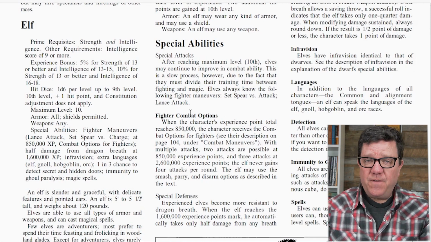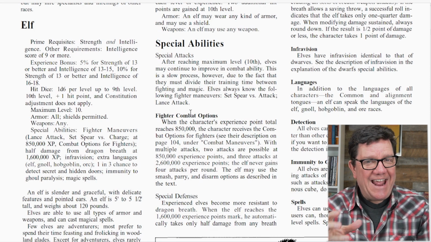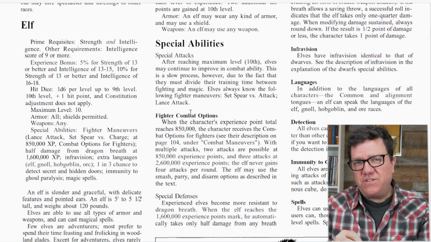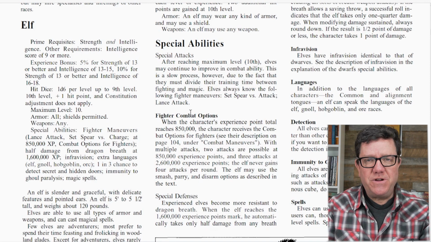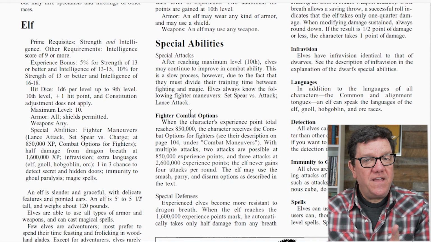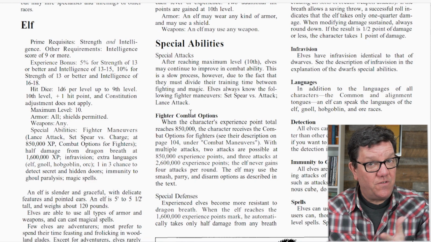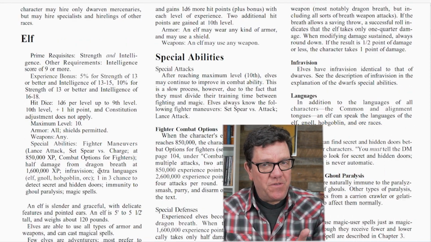So we go to the elf. Very powerful character. The prime requisites are strength and intelligence. They have a combination of those I talked about last time in terms of getting those experience bonuses. And you must have an intelligence of 9 or more. The thing that's nice here is you can use any kind of armor, any kind of weapon, and you get spells basically at the same rate as a magic user. It's very nice.